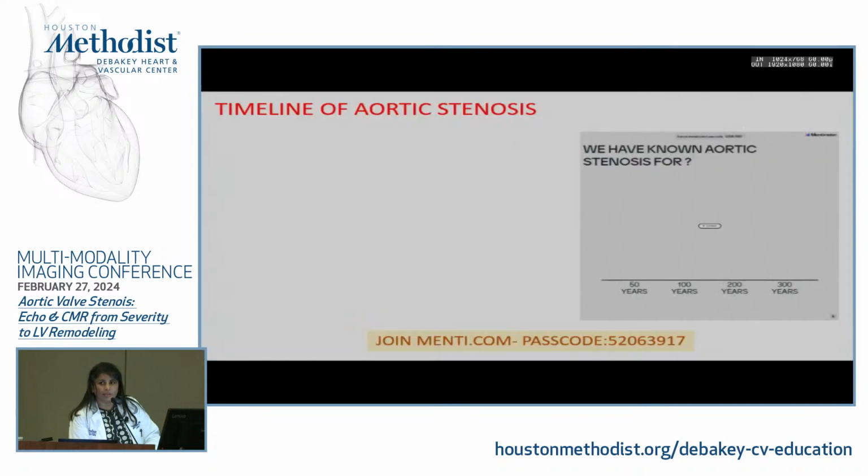All right, I'm going to ask you this question. How long do you think we've known aortic stenosis for? Is it 50 years, 100 years? I think there's a little delay. It's not coming through. I'm sure you all guessed it.